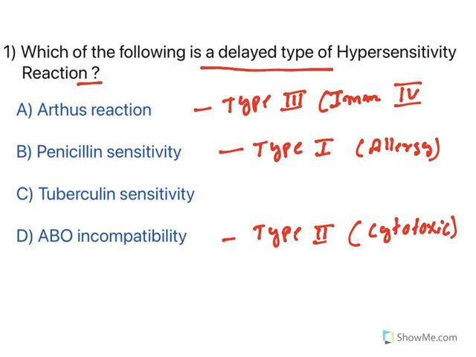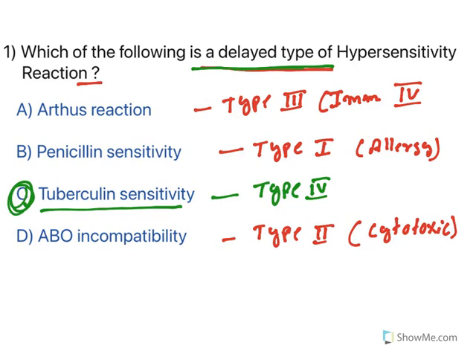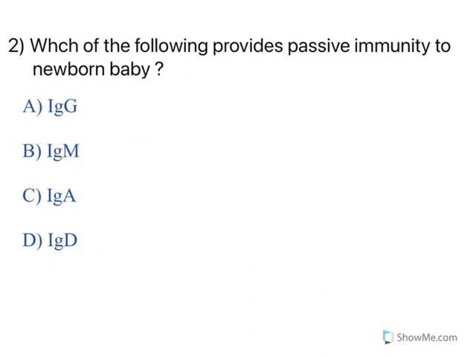Now, hypersensitivity that is delayed type belongs to type 4, and that is known as tuberculin sensitivity or cell mediated hypersensitivity. So option C, delayed type of hypersensitivity, is nothing but tuberculin sensitivity, type 4 hypersensitivity reaction. Moving to the next one.